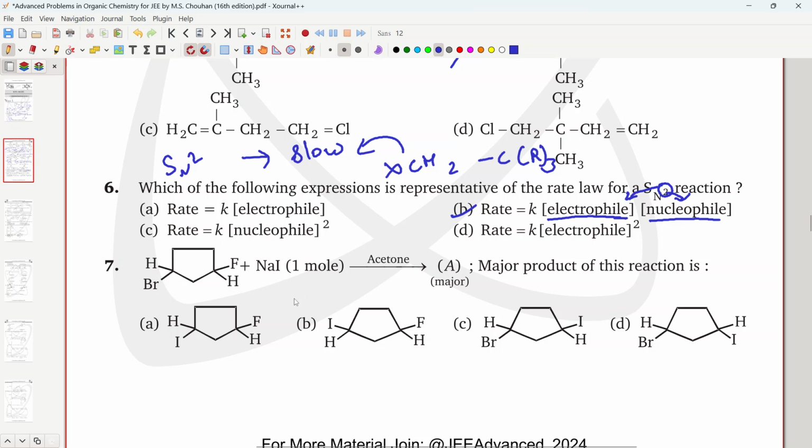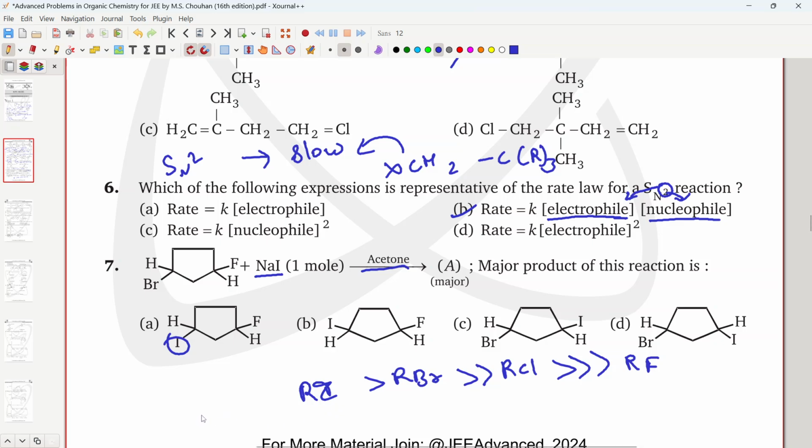Now for question 7. The starting compound has Br and F on opposite sides of a cyclopentane. The reagent is NaI and acetone. Again, Finkelstein reaction. The key factor here is RI is greater than RBr, which is much greater than RCl, which is much greater than RF. Fluoride is an extremely poor leaving group, so only Br gets replaced by I.